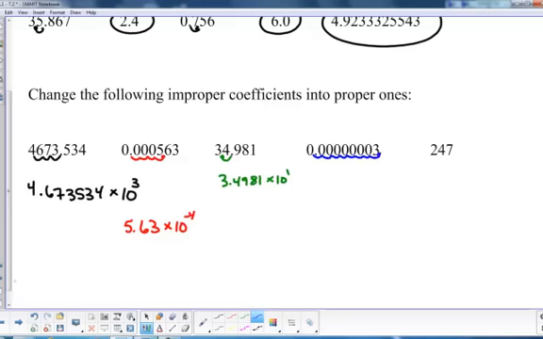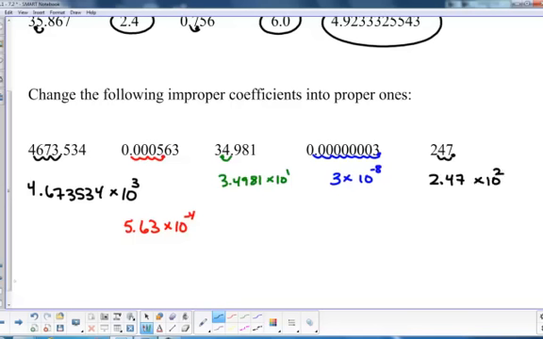Okay, we've moved 8 spaces. 3 times 10 to the negative 8. If you put that blue stuff in a calculator, you will get the answer above. And this you're going to be moving 2 back. So 10 to the 2.